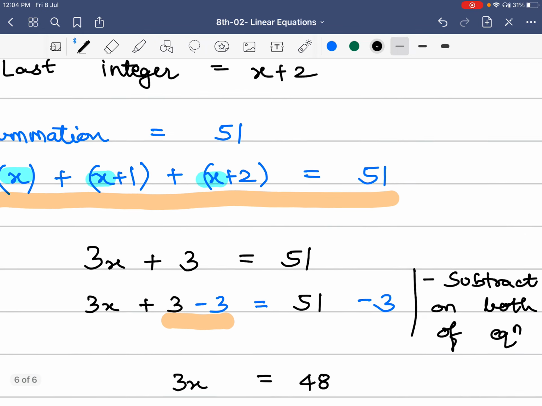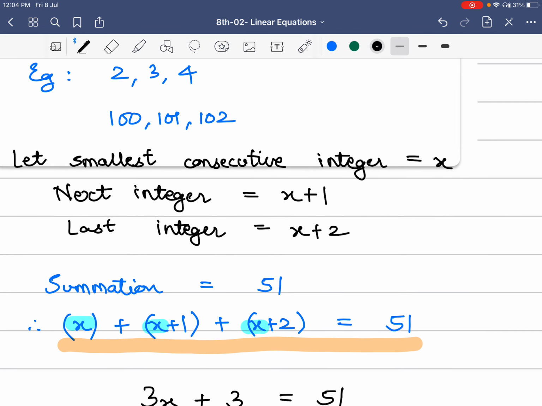So what was x? Let's go up. Yes, here it is. Let the smallest consecutive integer be equal to x. So that has come out to be 16. So let me write here 16. So the next integer is going to be 16 plus 1, that is going to be equal to 17, and the last integer is going to be 16 plus 2, which is going to be 18.